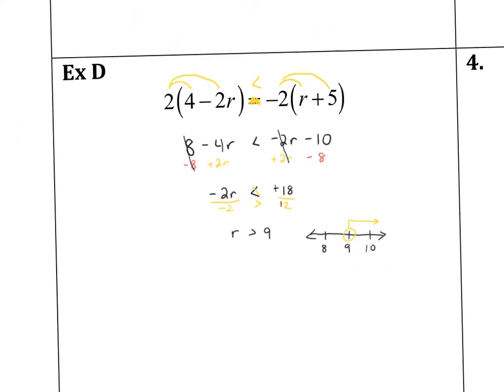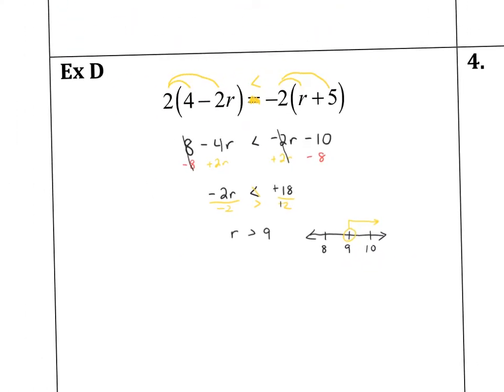If you choose to check this with a number that is greater, you expect true. But if you check with 0, you expect false. I'll go ahead and check it with a number that's clearly greater. So let me plug in r is equal to 10.